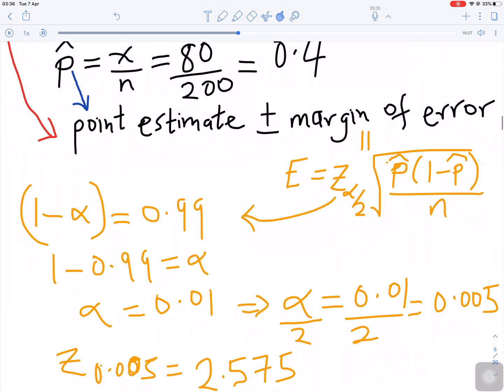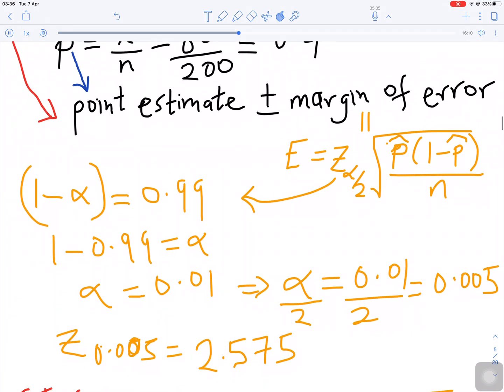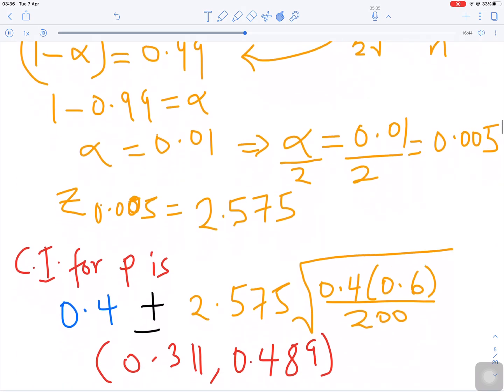Then we need to know our margin of error, and margin of error is given by z alpha over 2 times the square root of p cap times (1 minus p cap) over n. Now what is alpha? We can know alpha from our confidence level, and our confidence level is 0.99 or 99%. So 1 minus alpha equals 0.99, and therefore alpha will be 0.01. And then alpha over 2 will be 0.01 divided by 2, that is 0.005.